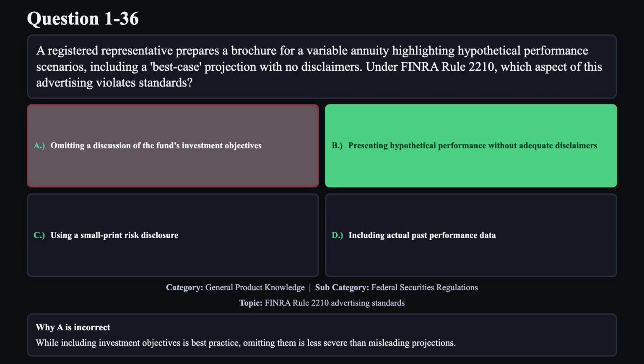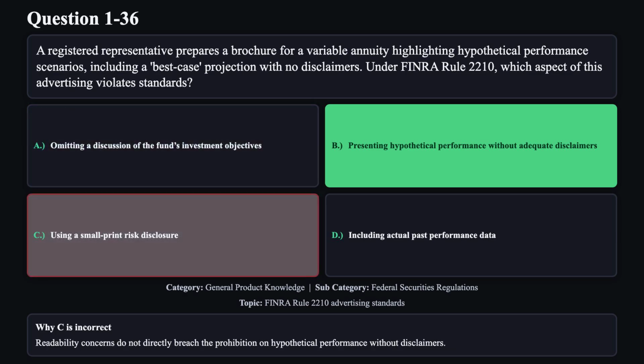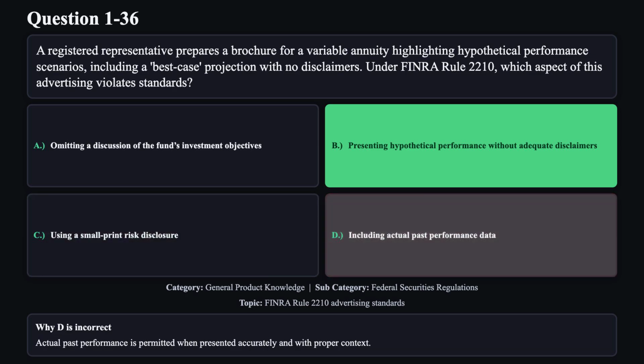While including investment objectives is best practice, omitting them is less severe than misleading projections. Reason C is not correct. Readability concerns do not directly breach the prohibition on hypothetical performance without disclaimers. Reason D is not correct. Actual past performance is permitted when presented accurately and with proper context.